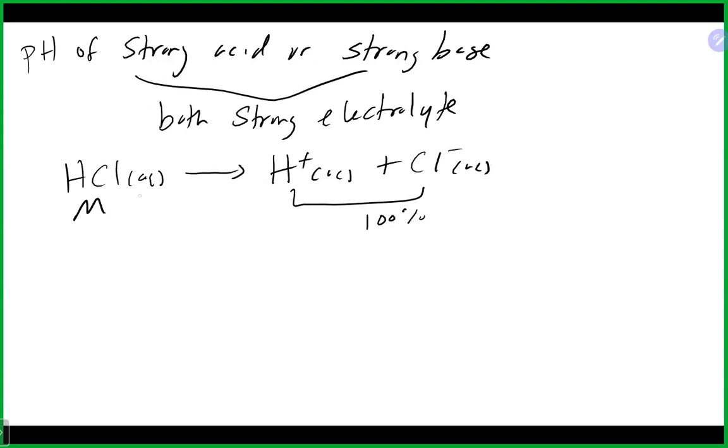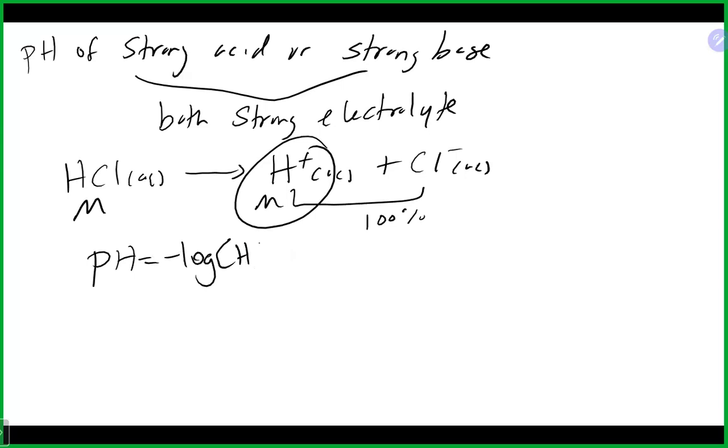So if you know the molarity of this guy, you can figure out the molarity of the H plus. And because most strong acids are monoprotic, they only have one hydrogen, pretty much the concentration of the strong acid will be the concentration of the H plus, and that would allow you to go directly into your pH equation at that point, and you can figure it out.